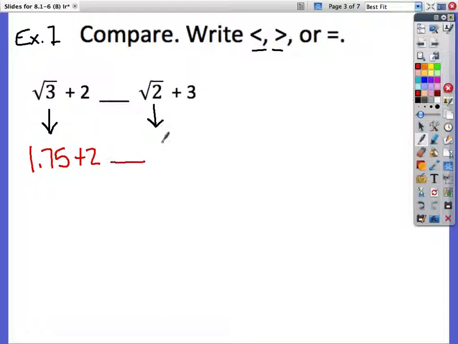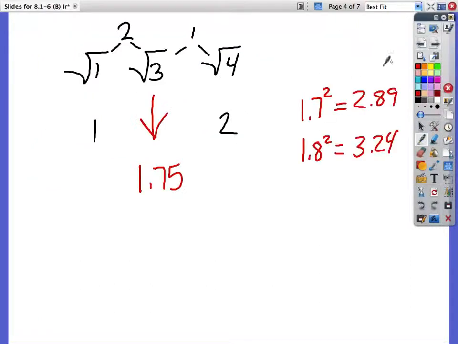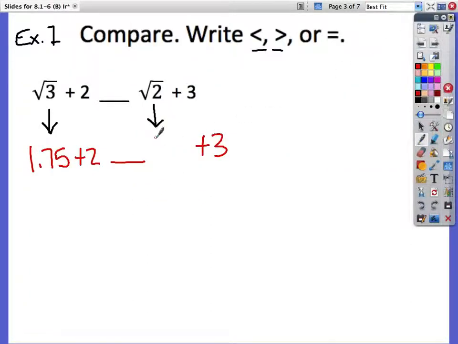I don't know how they compare yet. I need to come up with an approximation for this and add 3 to it. So now, same deal. I got to approximate the square root of 2. To save time, I'm just going to use something that I kind of know. It's approximately this. But I just want to double check myself. What's 1.4 squared? And just kind of triple check.